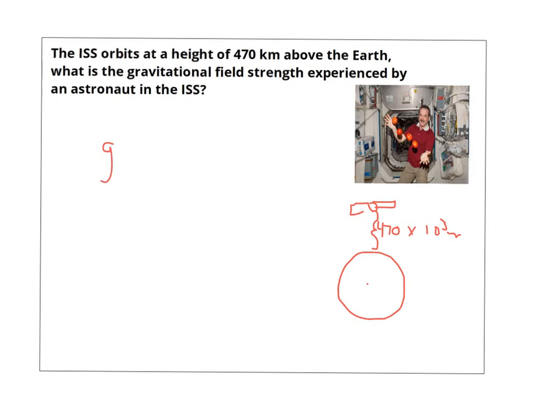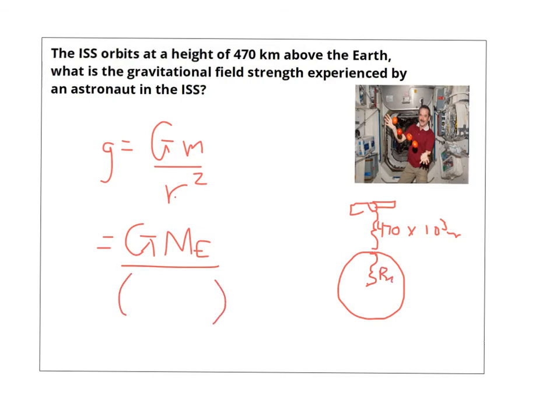Now, if I want to find gravitational field strength, it's big G, M over r squared. The M is the mass of the thing causing the gravitational field, and so this is the Earth. So it's big G times the mass of the Earth. Mind you, when we're talking about the radius, this is the distance to the center. So the satellite is 470 kilometers above the Earth, but the radius of the Earth is important as well. So the r that I need to use here is this entire distance, the height plus the radius of the Earth. That's how far it's going to be from the center.